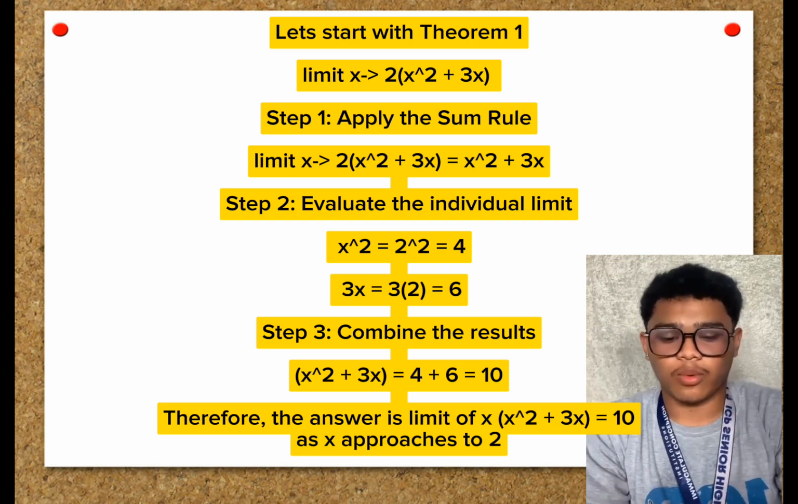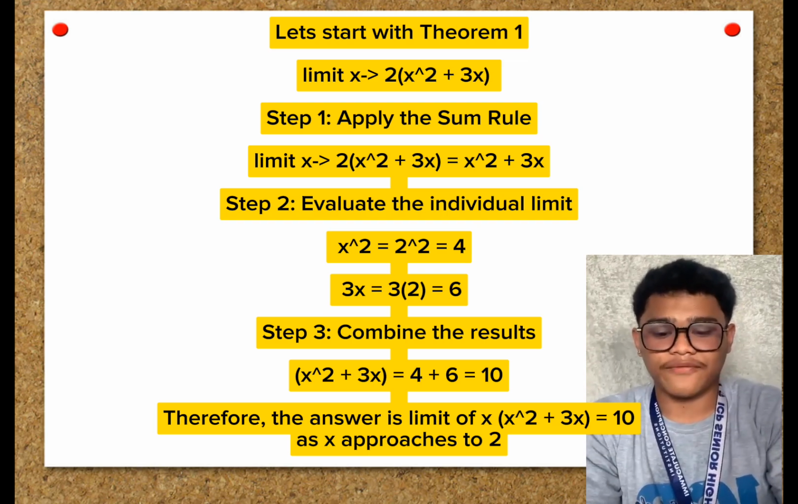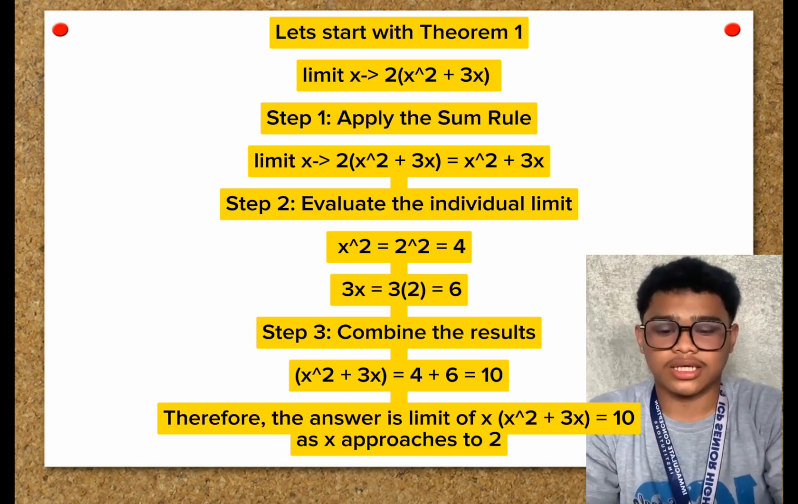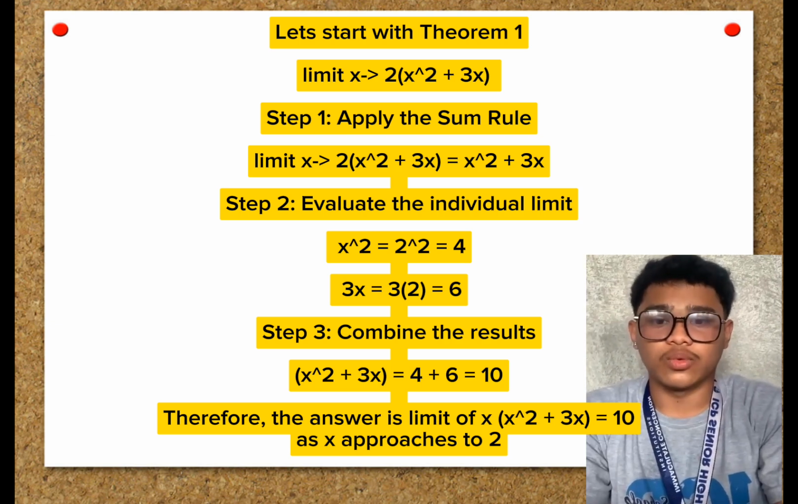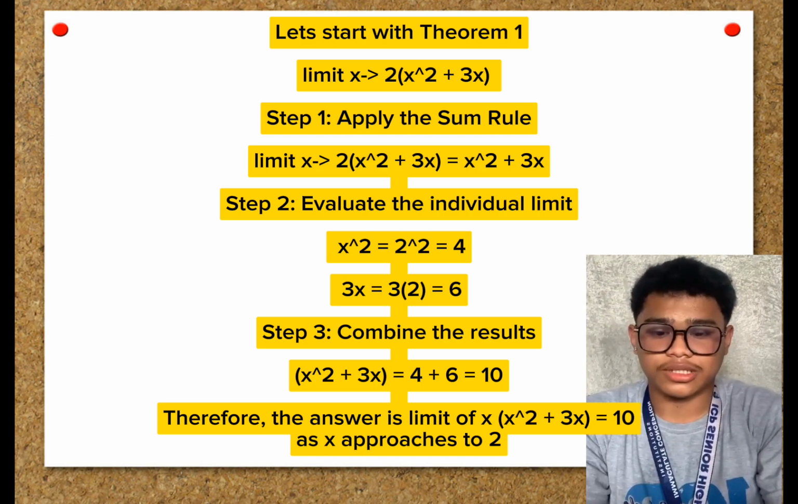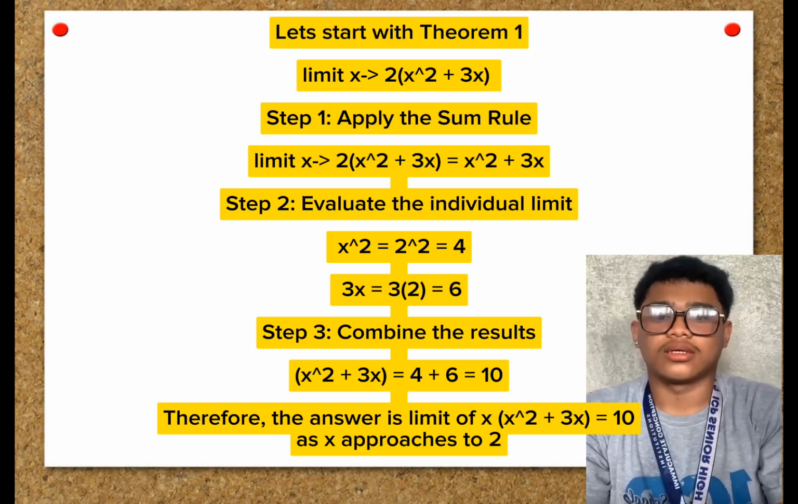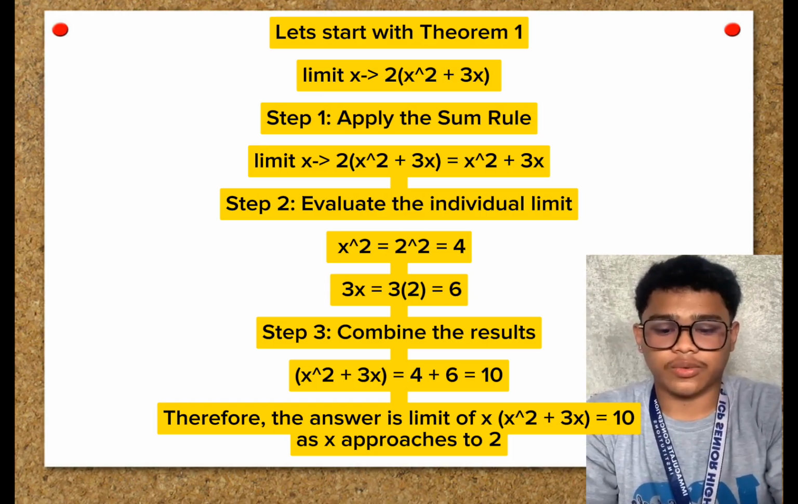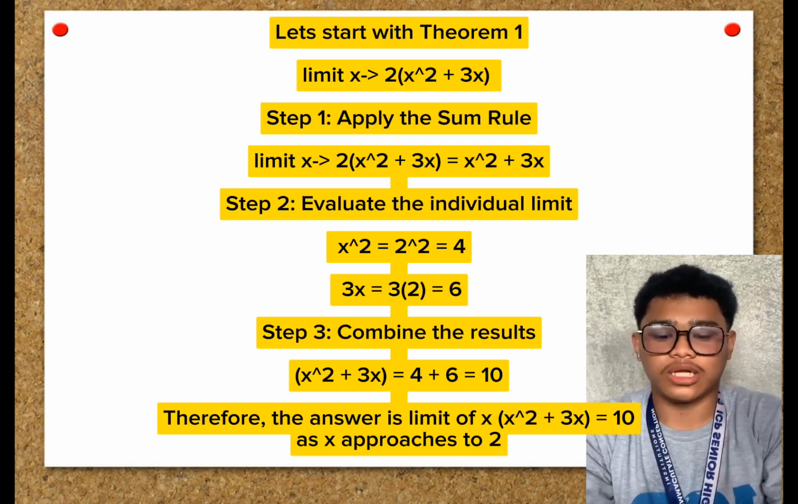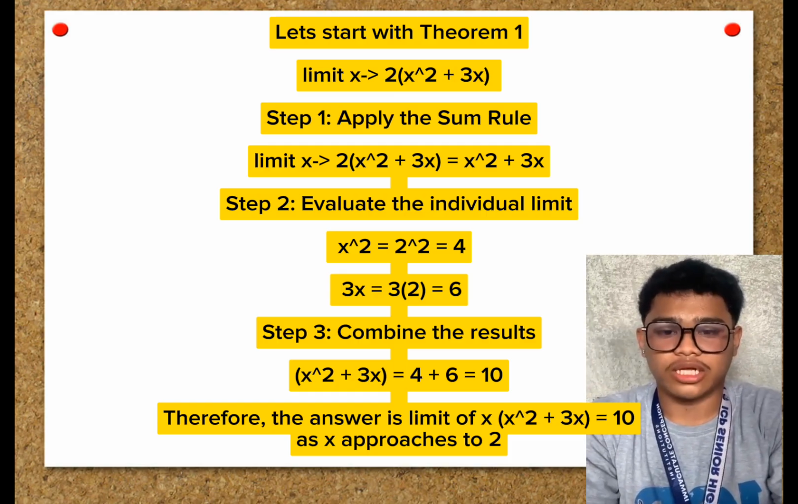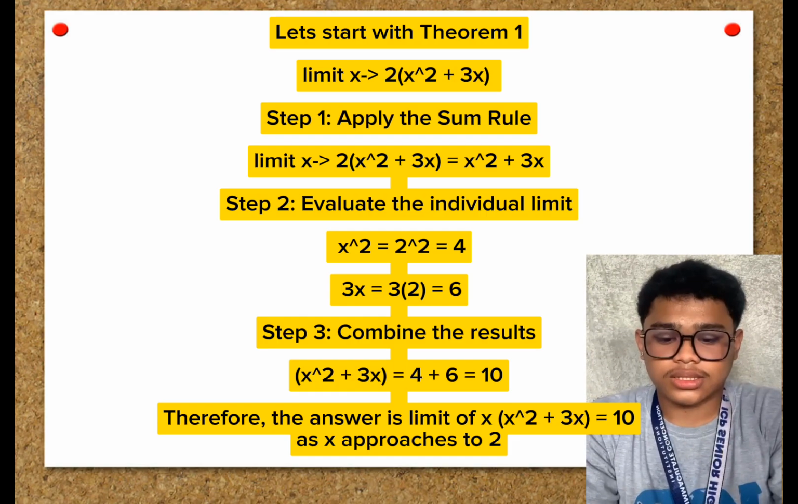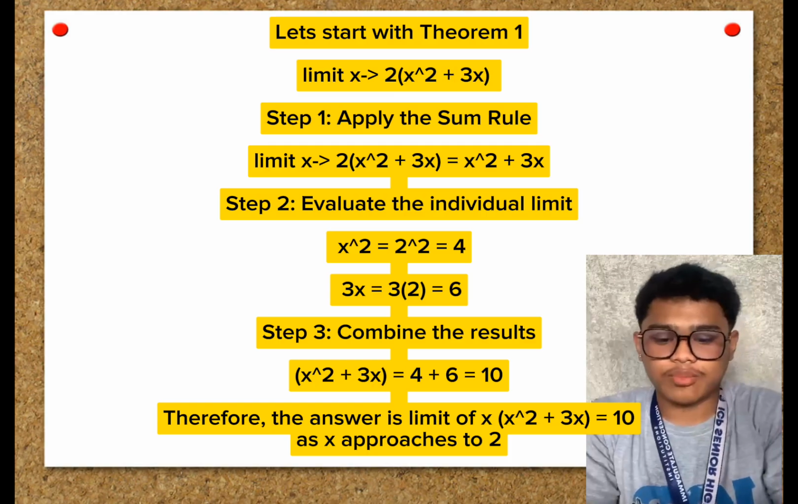Let's start with theorem 1. The given limit is the limit of x squared plus 3x as x approaches 2. Step 1. Apply the sum rule. We can apply the sum rule for limits, which states that the limit of a sum is the sum of the limits. The limit of x squared plus 3x equals the limit of x squared plus the limit of 3x.